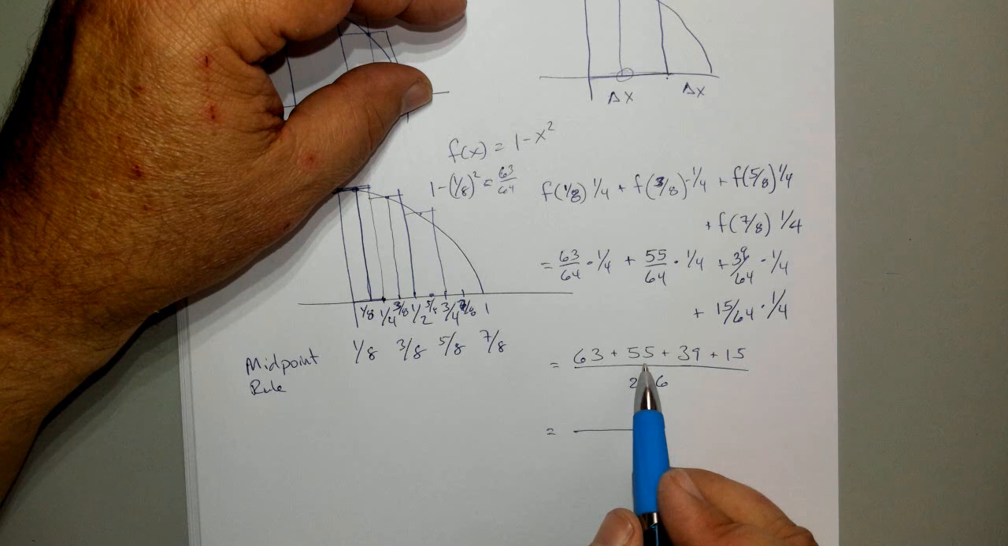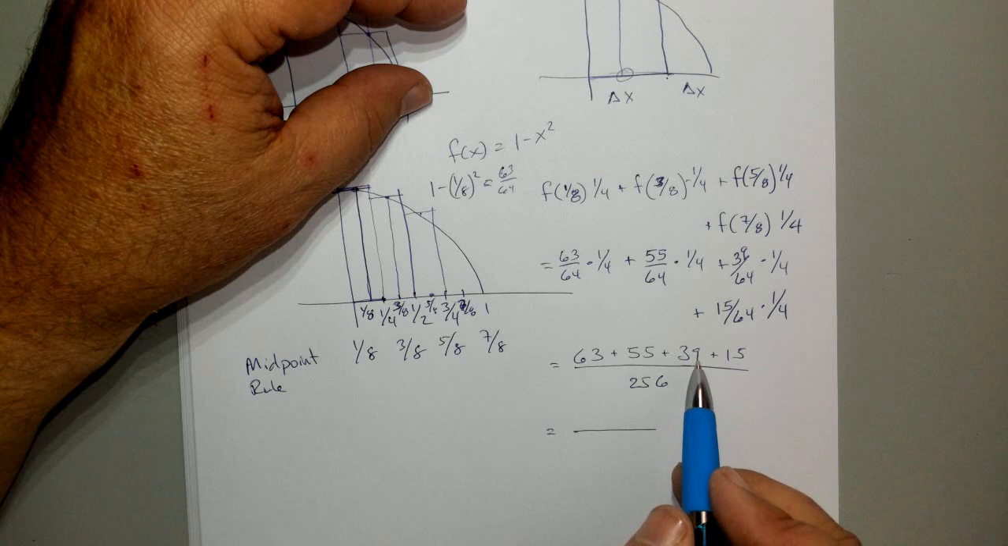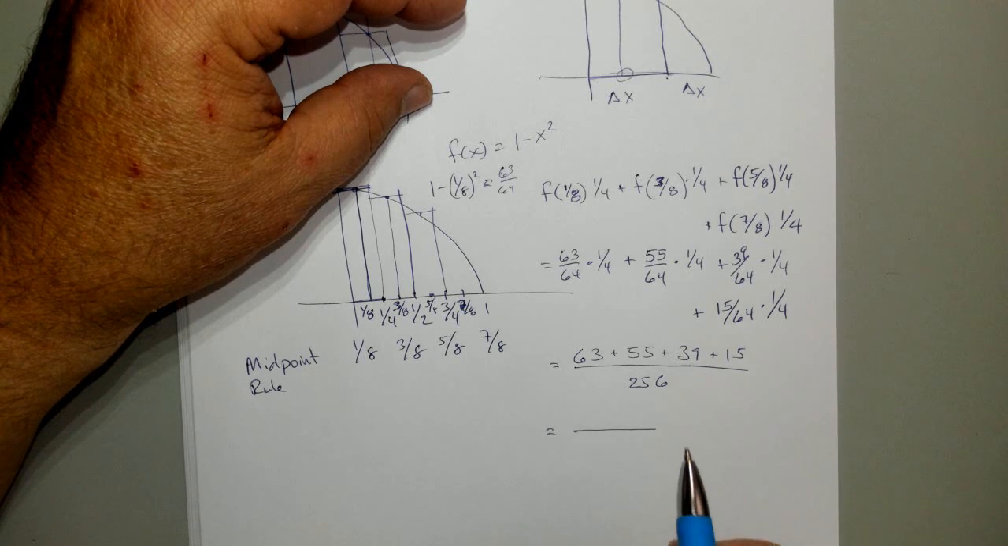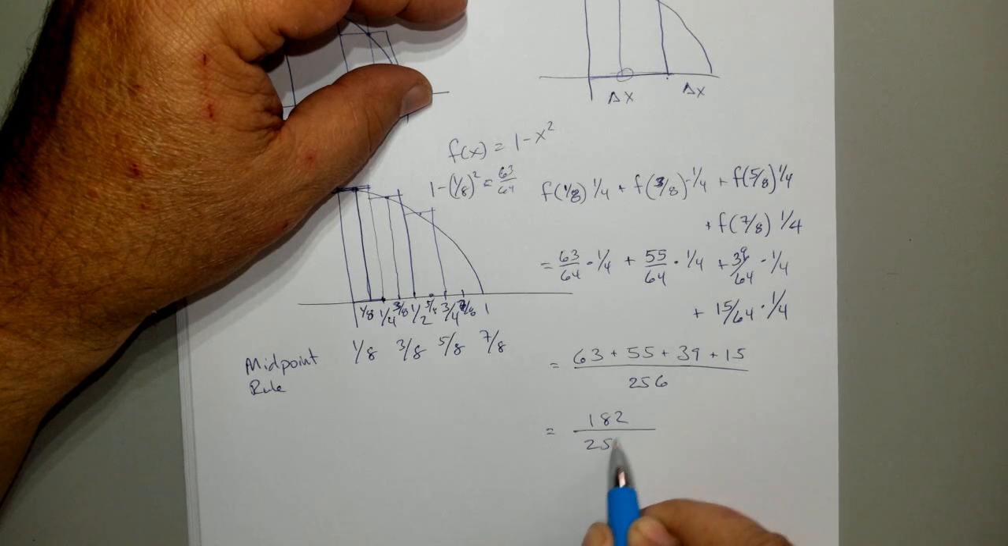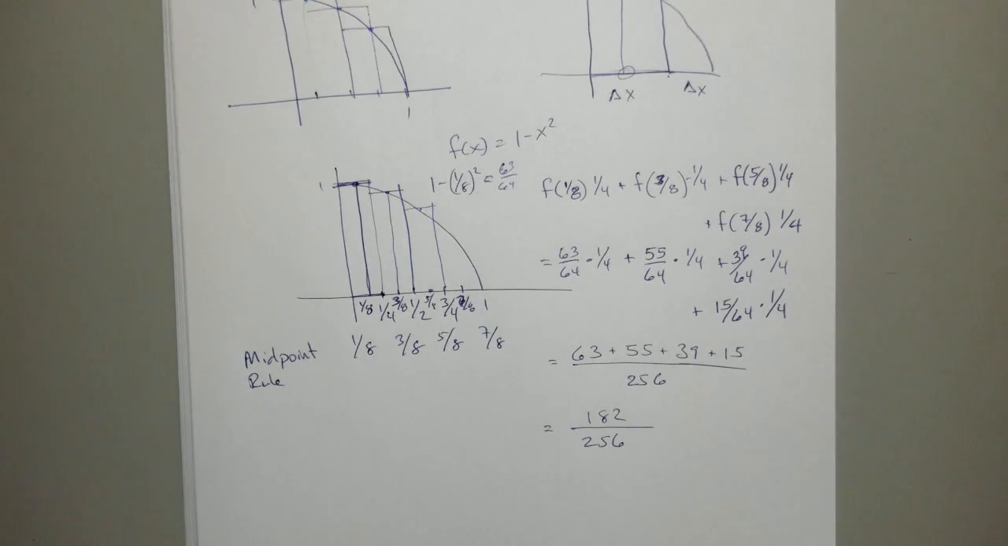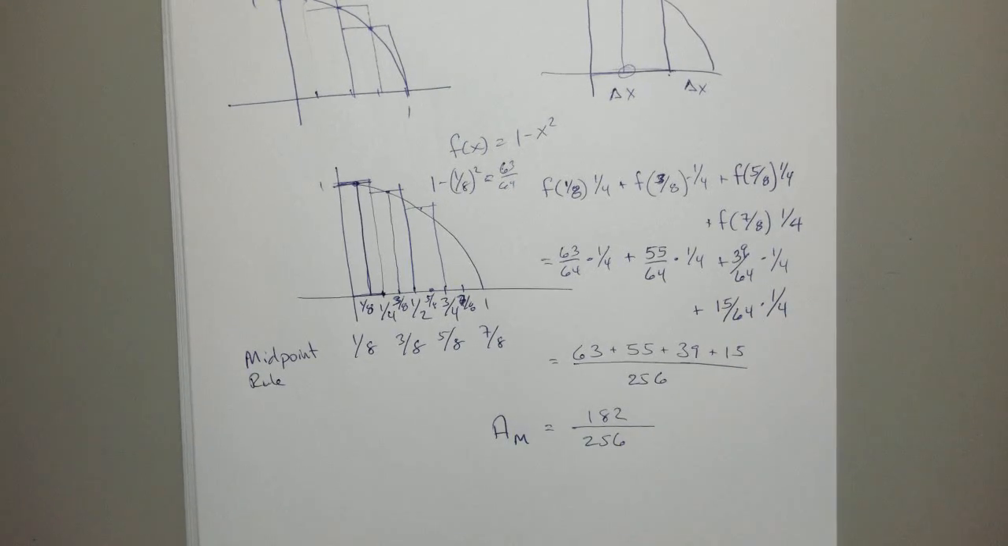Adding these up, we get 182 over 256. This is the area of the midpoint method. Now we're getting a lot closer to the actual area under that curve.